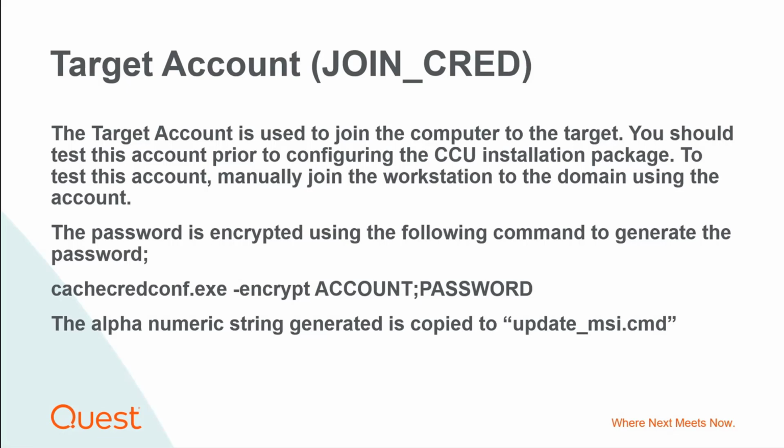So that utility is the cachecredconfig.exe. And along with a couple of parameters, you would run it in a command prompt, in an administrative command prompt. And the command would be cachecredconfig.exe -encrypt, and then domain\username, semicolon, password. If for some reason the domain\ format does not work, you can try a UPN format, as we've seen in some instances that the domain\ format does not work.